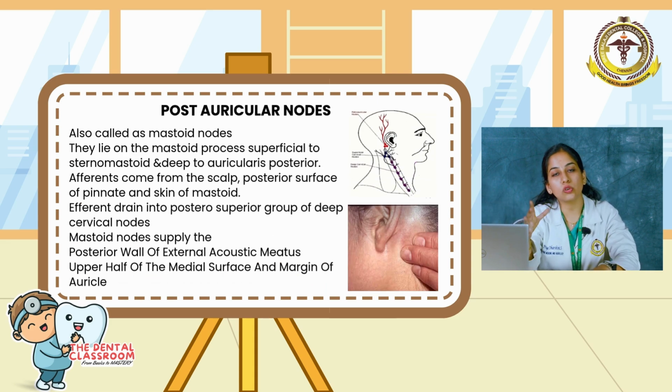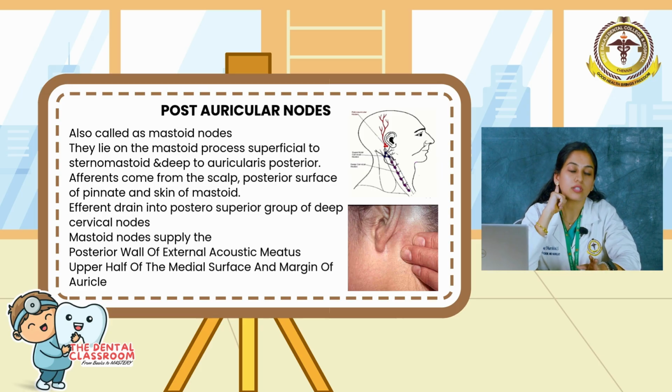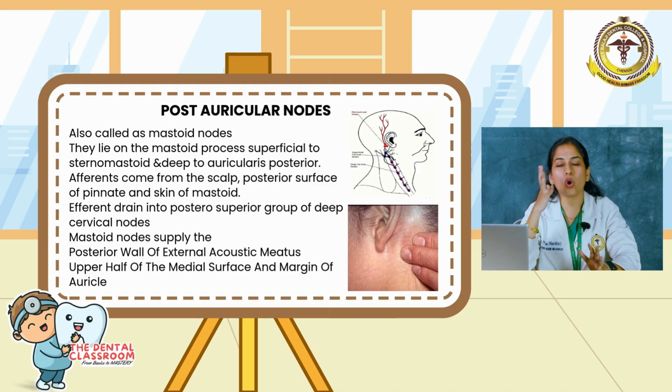The posterior auricular nodes are also known as mastoid nodes. Why mastoid? Because here is the mastoid region. They lie on the mastoid process, which is located behind the ear. Usually these nodes drain the scalp region: when there is an infection or psoriasis in the scalp, the first node to be involved will be the mastoid nodes, which are located on the mastoid process.